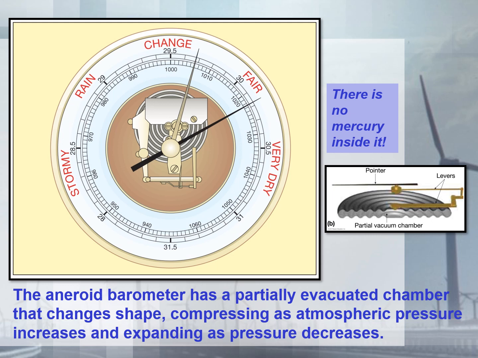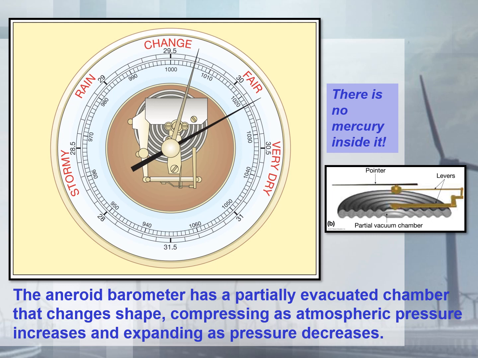So this is a more modern barometer. This is an aneroid barometer. It has a partially evacuated chamber that changes shape due to changes in atmospheric pressure. So as atmospheric pressure increases, it's going to compress, squeeze further together, and as atmospheric pressure decreases, it's going to expand. And that image there on the left just kind of shows you.